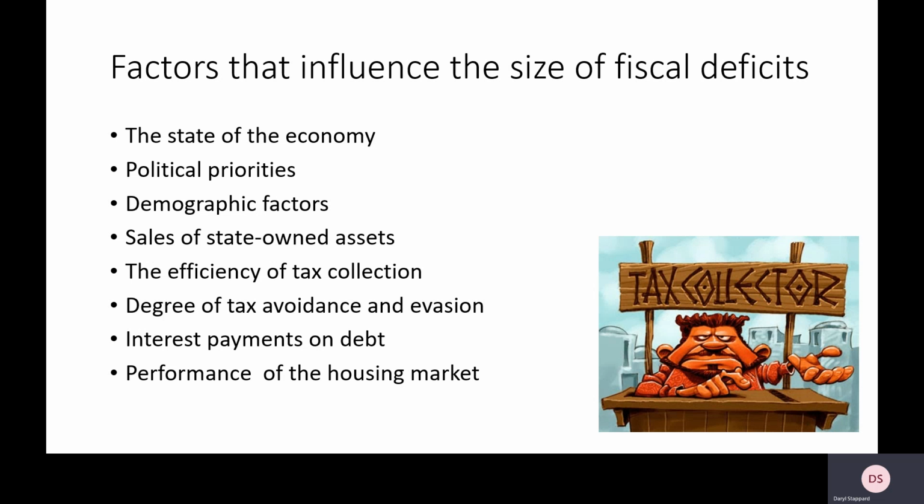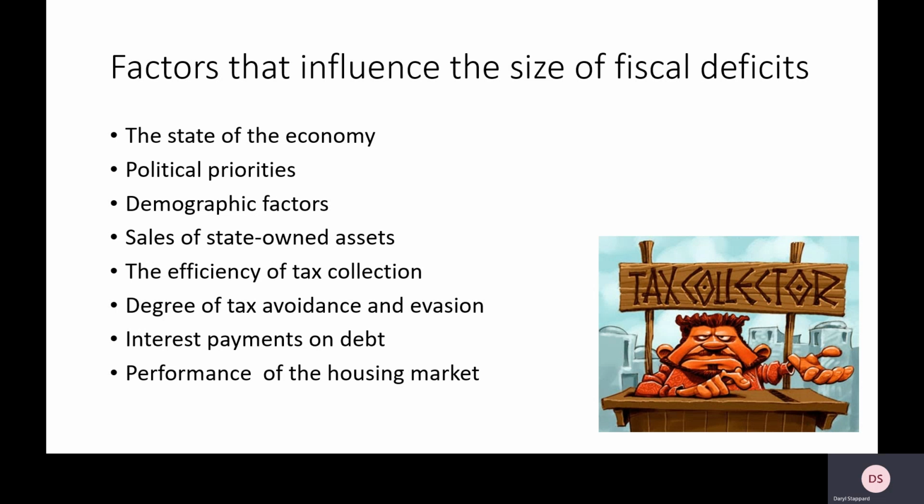Now, clearly what you would expect then would be that in a positive output gap, fiscal deficits should be really, really small. In reality, they should really be fiscal surpluses. The next one, political priorities. Now, you might argue, for example, that certain governments might want to improve infrastructure. They might want to tackle inequality. And those policies might need bigger fiscal deficits in order to achieve those political priorities.